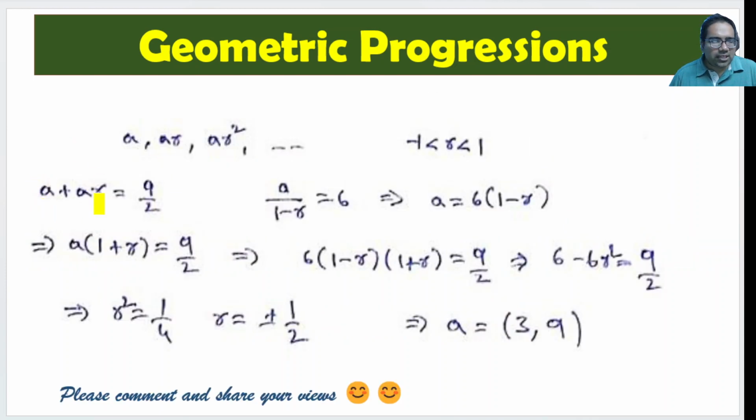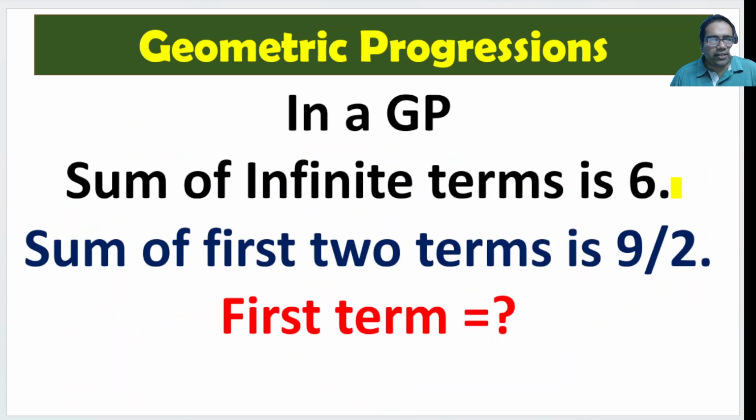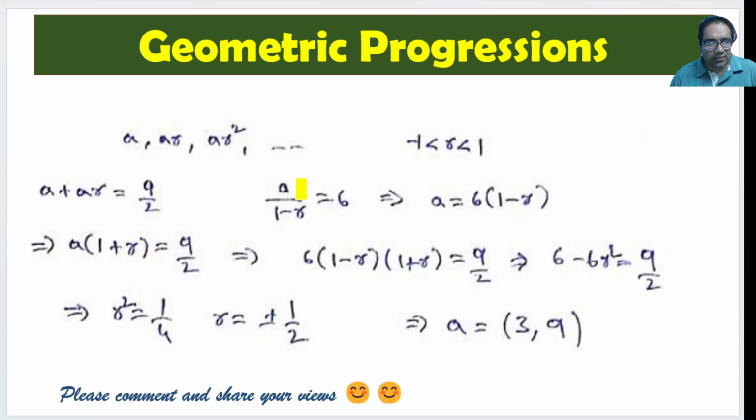Sum of first two terms, a plus ar, is equaling 9 by 2, right? The geometric series is a, ar, ar square, ar cube, ar power 4, etc. At the same time, the sum of infinite terms, when r is between minus 1 and 1, is a by 1 minus r. We already discussed this. We may give a proof also in one of our other videos. So a by 1 minus r is equaling 6. What does that mean? a equals 6 times 1 minus r.